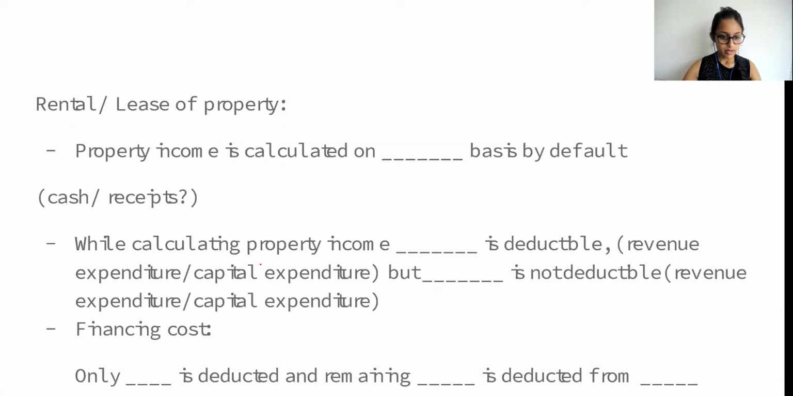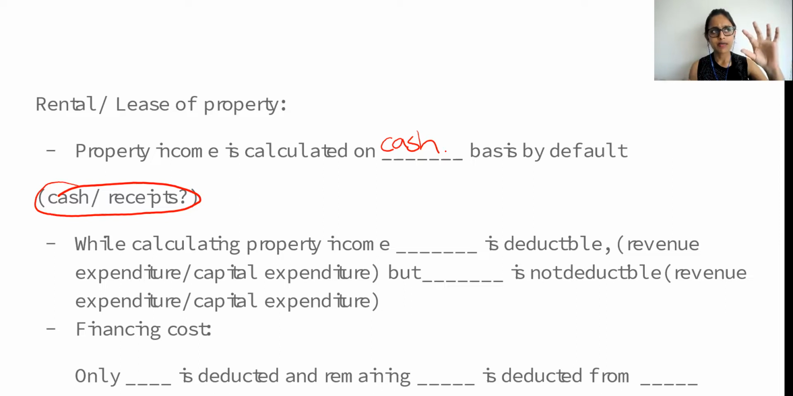So here we are. Now property income is calculated by default on the cash basis, cash or receipts basis. I meant to put accruals or receipts, but it came as cash. So cash basis or receipts basis is the default basis. Now remember how to calculate property income: rent received minus expenses paid.